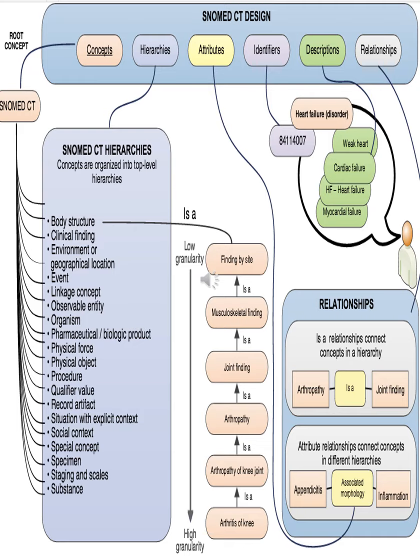Some of the hierarchies include body structure, clinical finding, environment or geographical location, event, linkage concepts, physical force, physical object, procedure, qualifier value, and those are just a few of the ones that are listed on the picture.